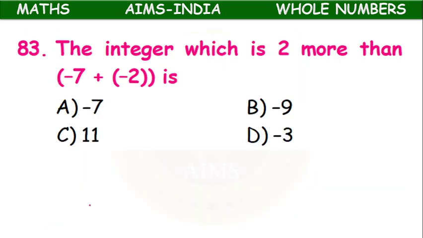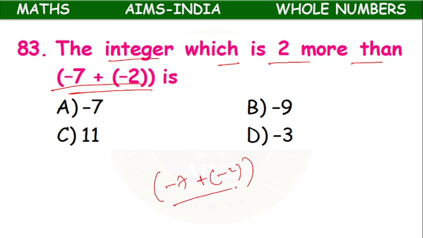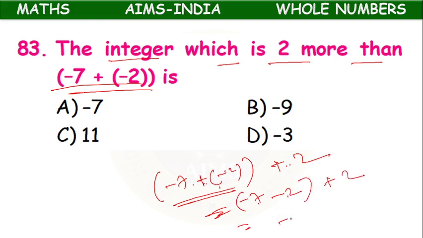Next. The integer which is 2 more than this expression: the given expression is minus 7 plus of minus 2. 2 more than this given expression is equal to what? For this we have to add 2 to minus 7 plus, removing the bracket, plus into minus gives minus 2, again plus 2. Minus 7 minus 2 is minus 9, plus 2 equals minus 7. So the answer is A option.